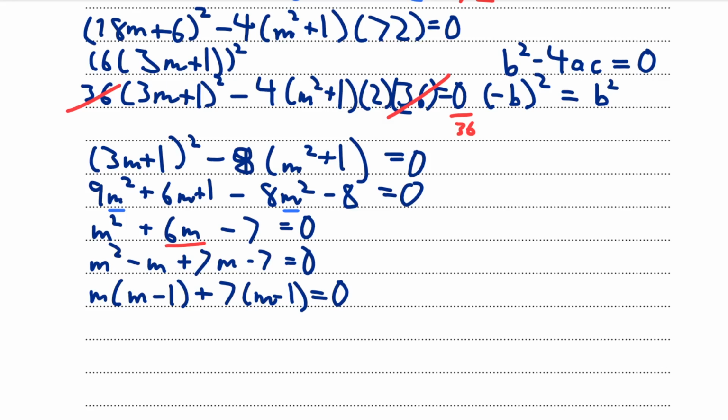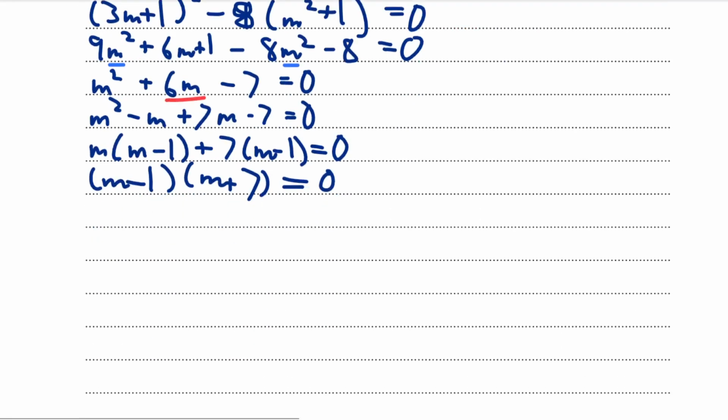These brackets are the same, so we can factor them out. (m minus 1) times (m plus 7) equals 0. Over here we can see that m minus 1 equals 0, so m will equal 1. M will equal negative 7 over here as well. So now we know the slopes for both the possible equations of the circle. And the next step is to substitute this into the quadratic again and solve for x. Then we solve for y.